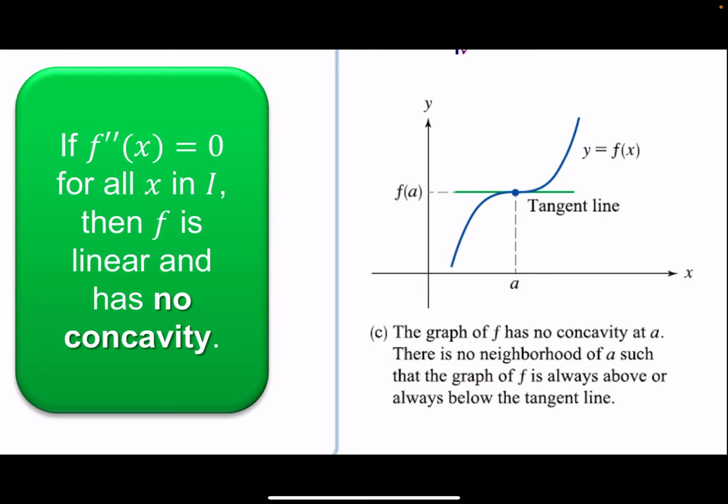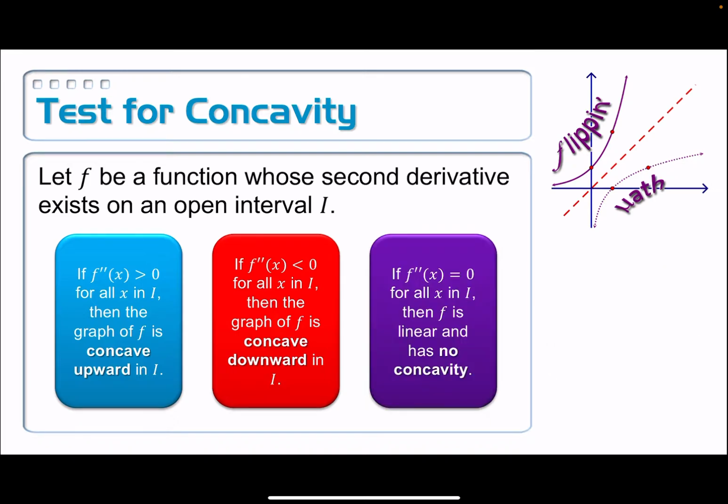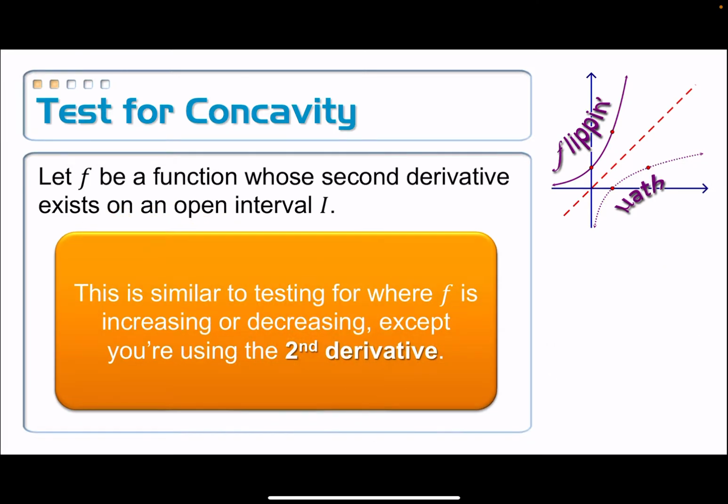So there's no concavity right here specifically at A, but this is a special point. It's a point that marks where the concavity changes, and we're going to define that thing as a point of inflection, as you're about to see. Okay, so once again, finding concavity or testing for concavity is just similar to testing for where our function is increasing or decreasing, but we're just going to do it on the second derivative.